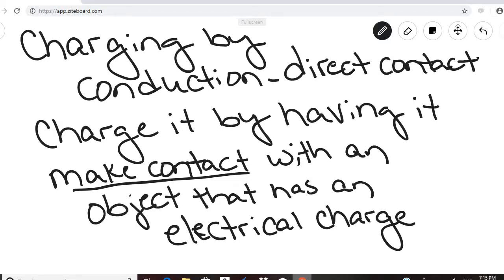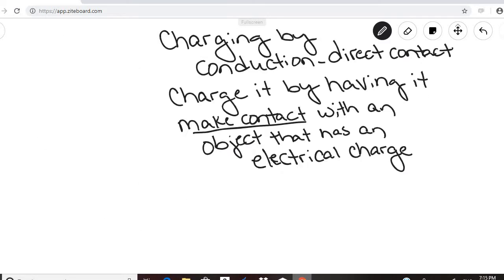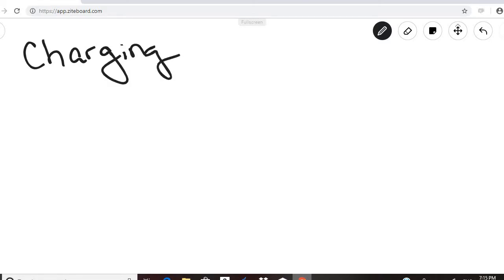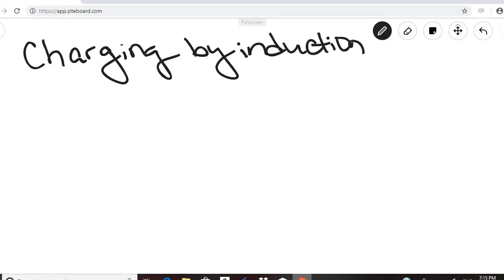And as I said, we'll demonstrate some of these when we get together for lab. So then the other type of charging is called charging by induction. When you charge an object by induction, you charge an object without direct contact between the two objects.